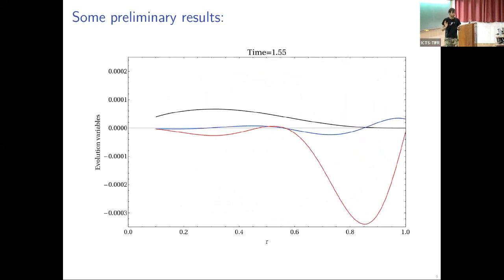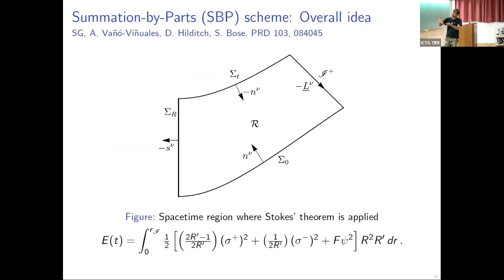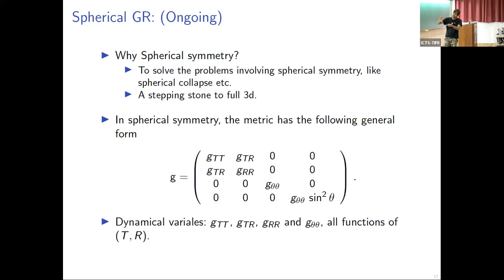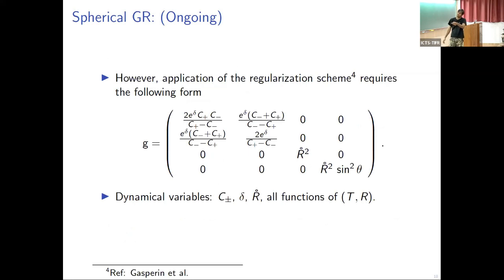So is this some arbitrary initial condition? Let me show you. In spherical symmetry, in spherical polar coordinates, this is the general form of the metric, where all these variables are dynamical variables. So these are some of these variables that you plotted? Yes, these are some of these variables as functions. Actually, not exactly this, but we rewrite our metric like this, where C plus and C minus are outgoing and ingoing light speeds, delta is another dynamical variable, and R circ is my areal radius. All of them are dynamical variables.